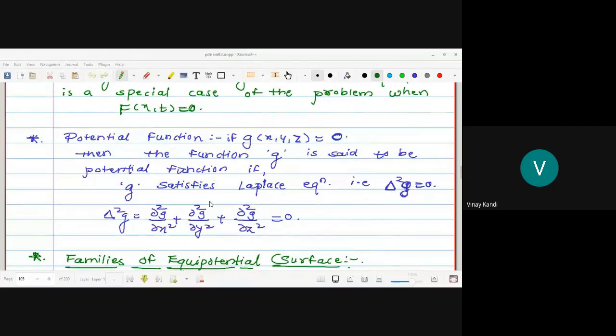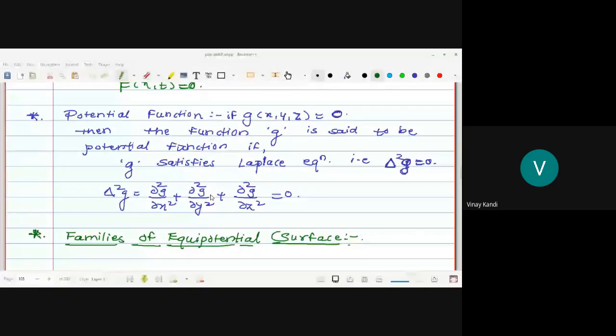In the last lecture, we saw what a potential function is. If g of x, y, z is equal to 0, then the function g is said to be a potential function if g satisfies the Laplace equation, that is, delta square g is equal to 0. And delta square of g is equal to del 2g by del x square plus del 2g by del y square plus del 2g by del z square.